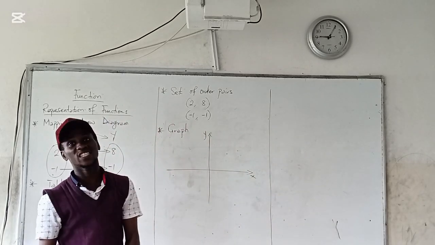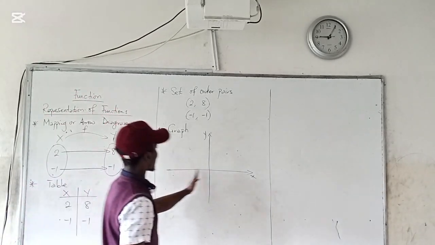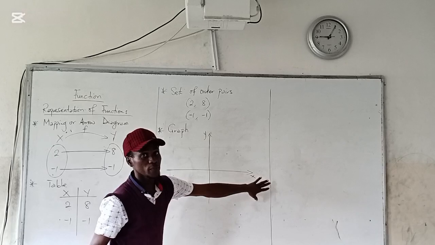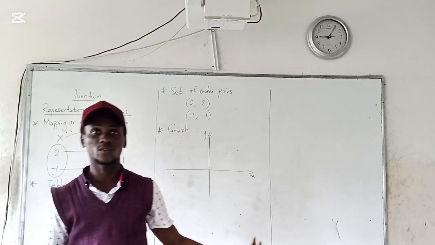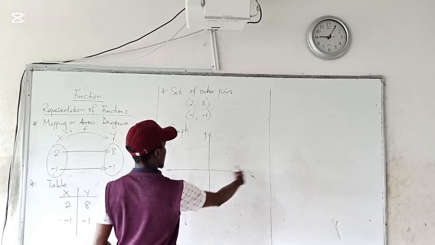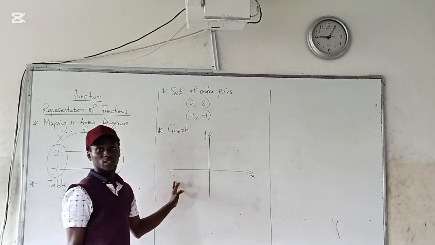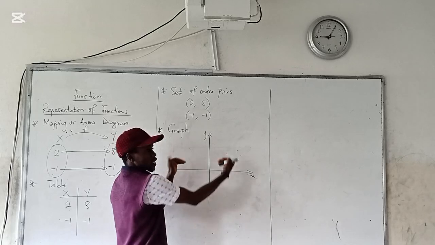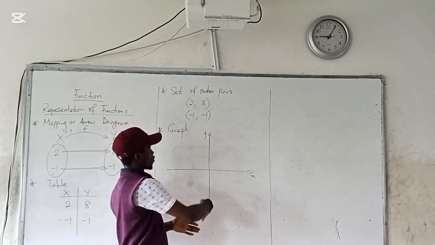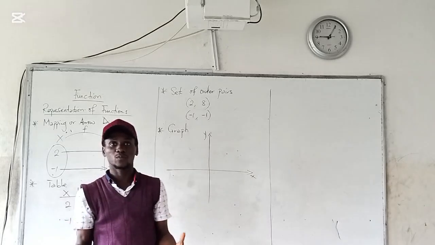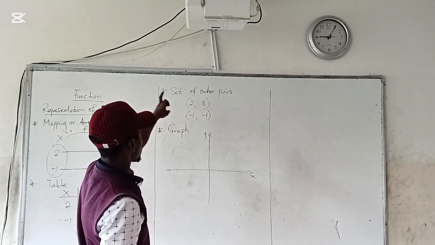When you are representing a function on a graph, your x-axis is your domain, while your y-axis is your what? Range. Please take note of that. The x-axis of your graph is your domain. So your x-axis is the input, is where you have your input values, while your y-axis is where you have your what? Output values.